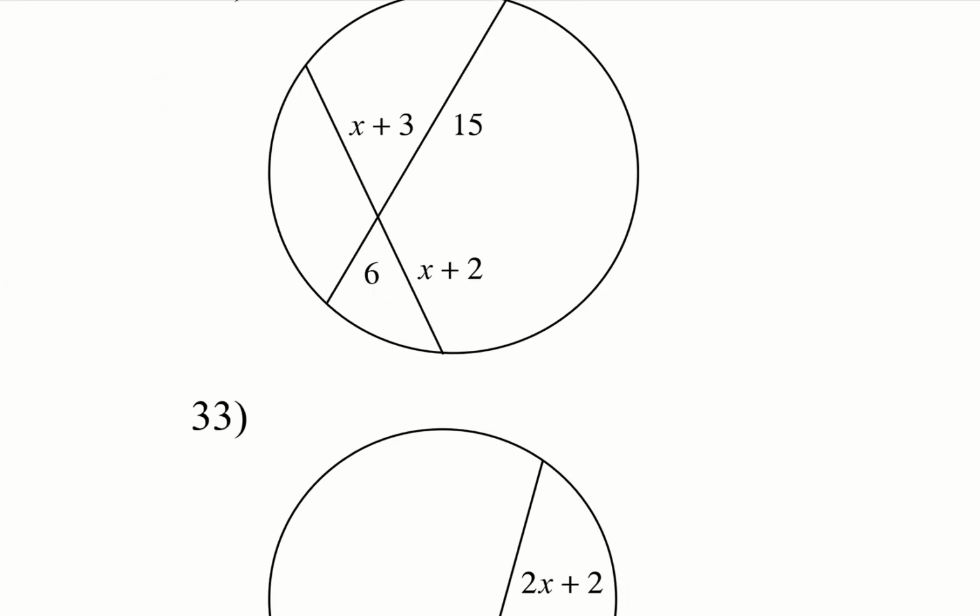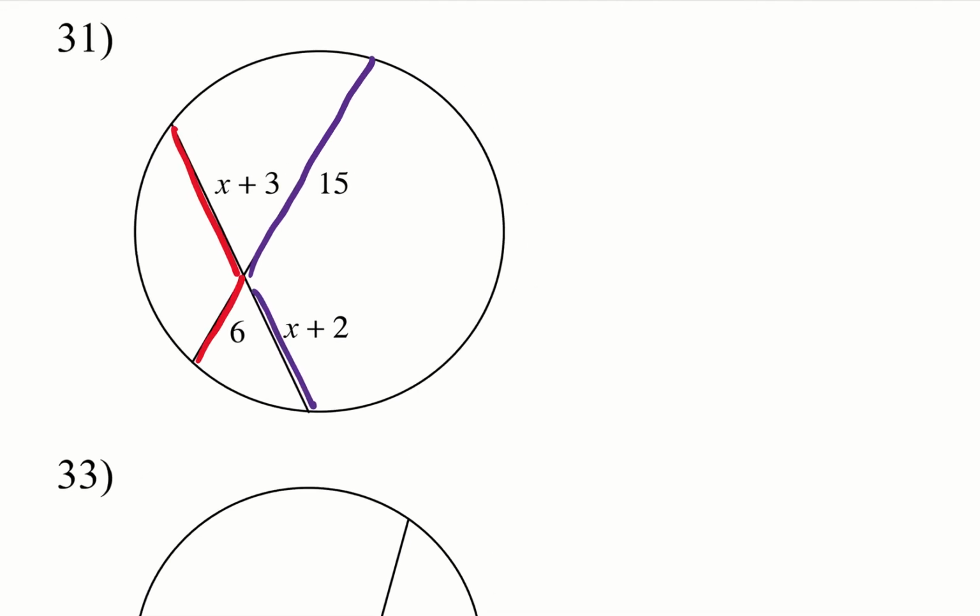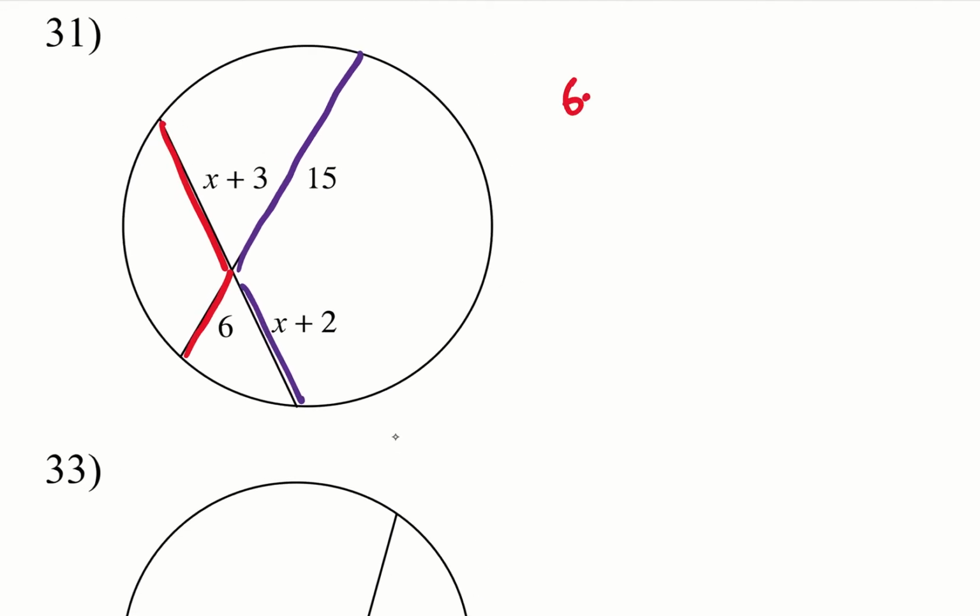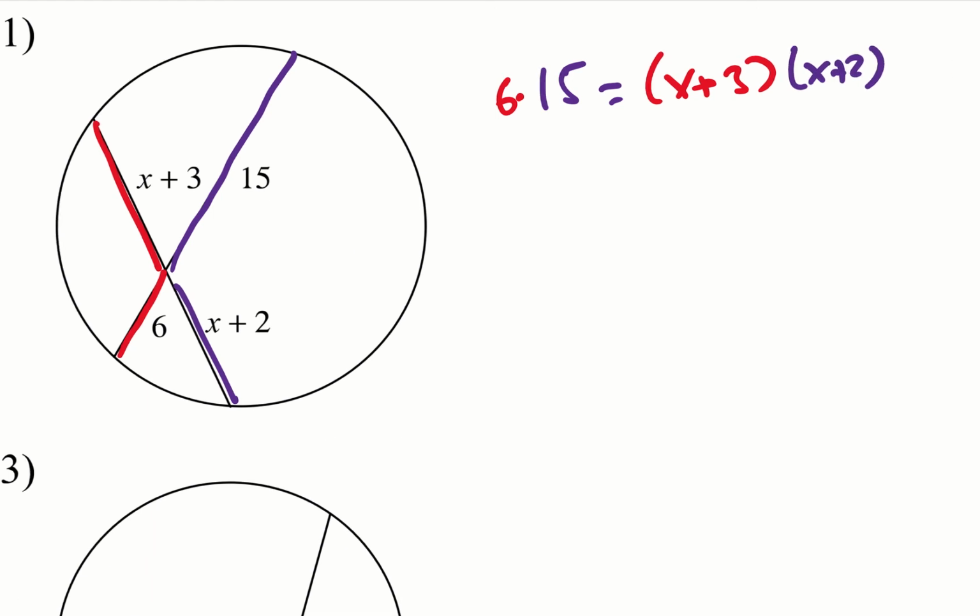31. Now, when they cross on the inside, this time you multiply the length on one side times the length on the other side. So that's how you solve that. So we got 6 times 15 is equal to x plus 3 times x plus 2. So the product must remain constant in these problems, and for this one it's side times side.